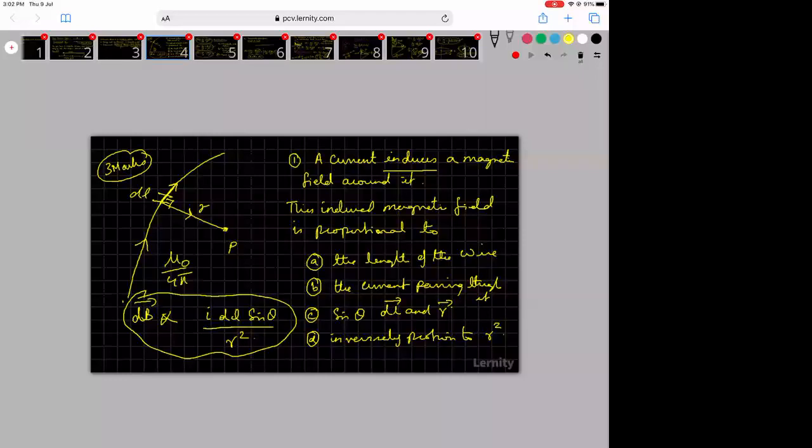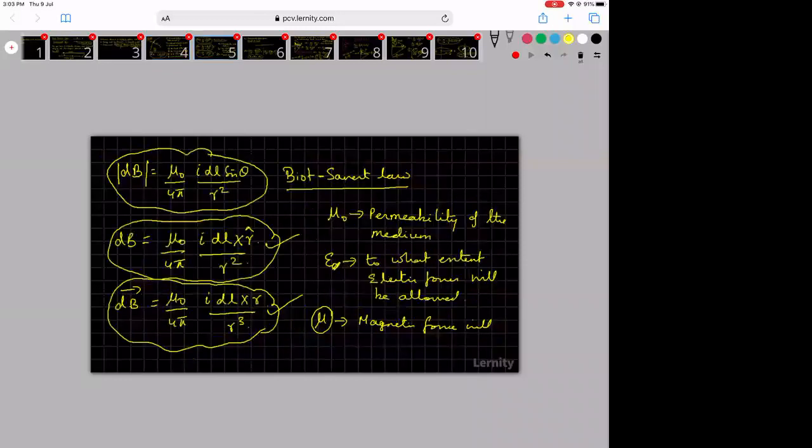When a current passes through a wire, it induces a magnetic field around it. This induced magnetic field is proportional to the length of the wire, the current passing through the wire, the sine of the angle between the dl and the r vector, and inversely proportional to r squared. So dB is proportional to I dl sin theta by r squared, equal to mu naught by 4 pi, I dl sin theta by r squared. This is Biot-Savart law. This is very important.